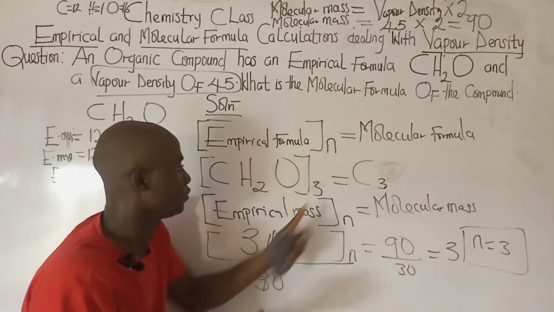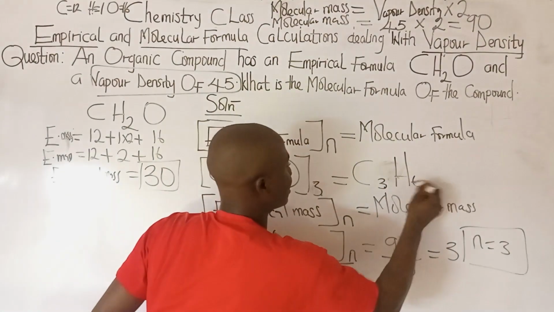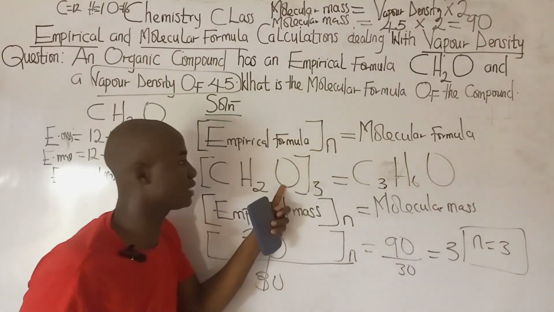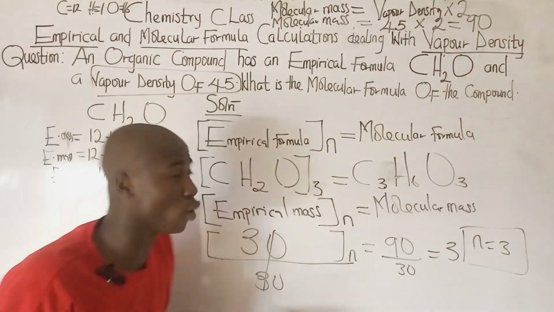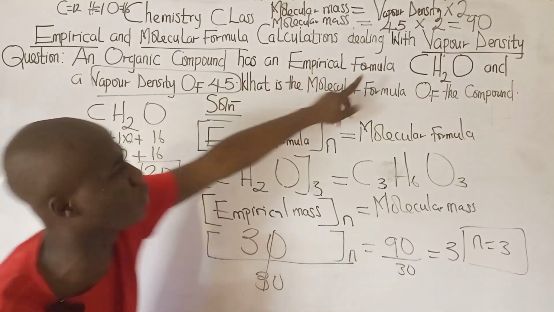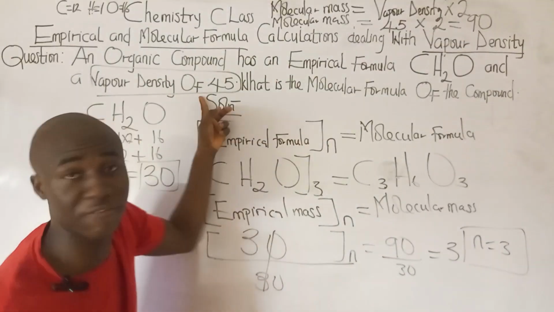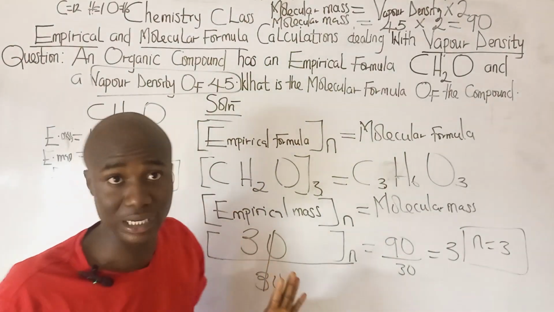C3. Okay, 3 times 2, what are we having? 6. H6O, and 3 times this, what's this? That is 3 also. So you can see this is the molecular formula of this compound with the empirical formula, giving the vapor density to be 45. It is not difficult, it is very easy.